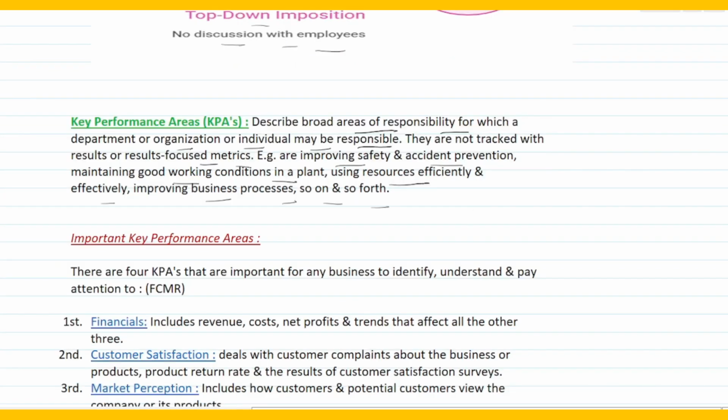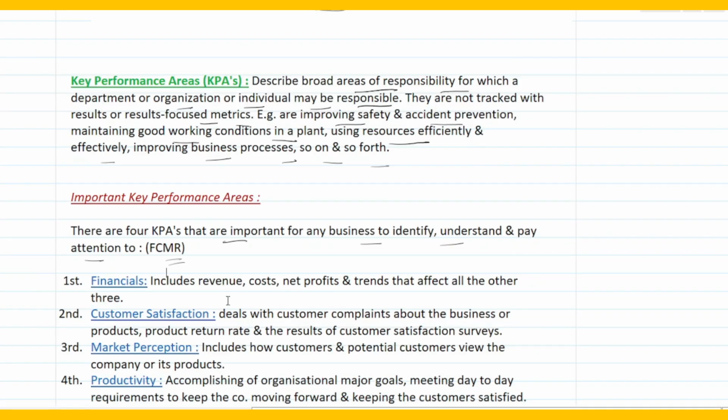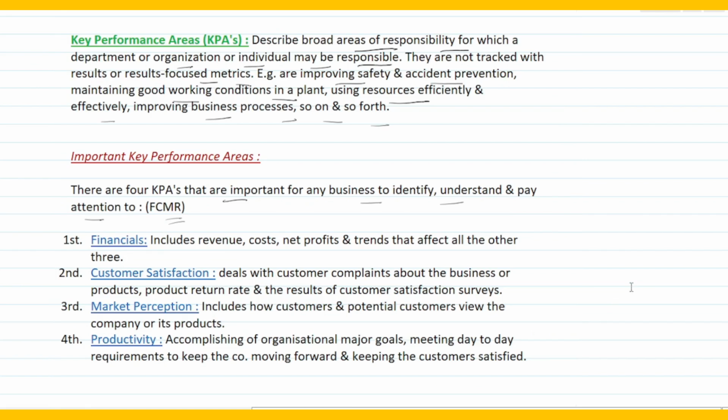So what are the important key performance areas? There are 4 KPAs that are important for any business to identify, understand and pay attention to. You can remember this as FCMR, right? This is very much common. You would have read that before also. Even if you have seen my earlier videos, this is something which is very repetitive. F stands for financials, C stands for customer satisfaction, M stands for market perception, and P stands for productivity. Self-explanatory, I'll just read through it, you would understand it automatically. F, that is financial. This basically includes revenue, cost, net profits and trends that affect all the other 3. That is, the following 3, right?